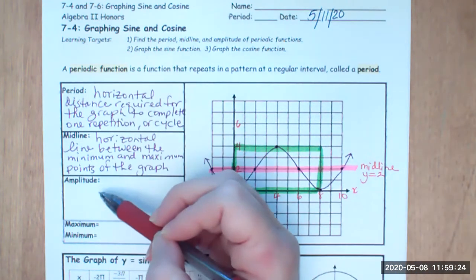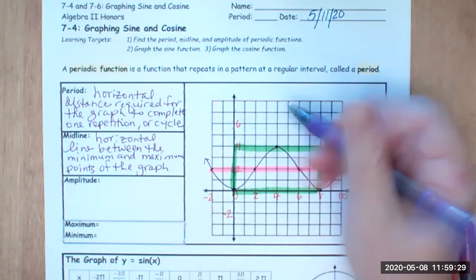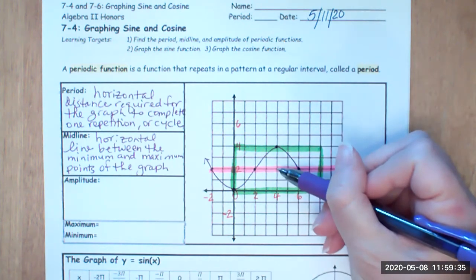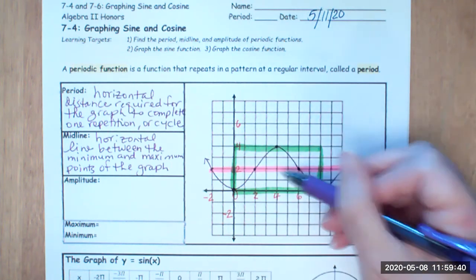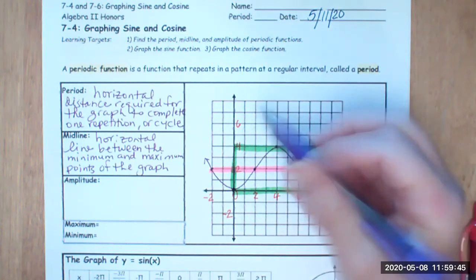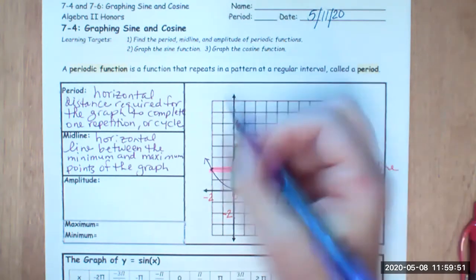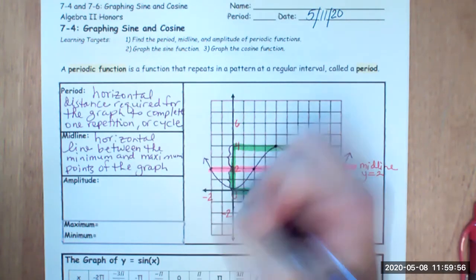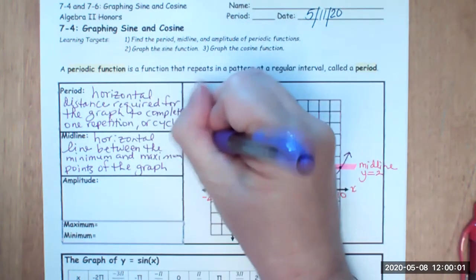The amplitude is a distance. Okay? So the amplitude is the distance from the midline to either the maximum height of the graph or the minimum height of the graph, okay? In other words, it would be half the height of the rectangle. So for example, right here or right here, here or here would represent the amplitude, okay?